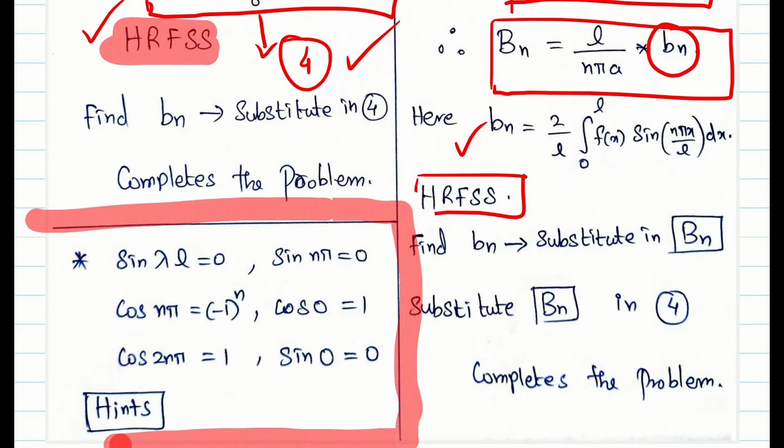And here there is some space in the paper. So I have filled the paper with hints. We remember sin 0 is 0, cos 0 is 1, cos n pi is minus 1 whole power n, cos 2n pi is always plus 1, sin n pi is always 0. So this is the way we used to study when we were students.